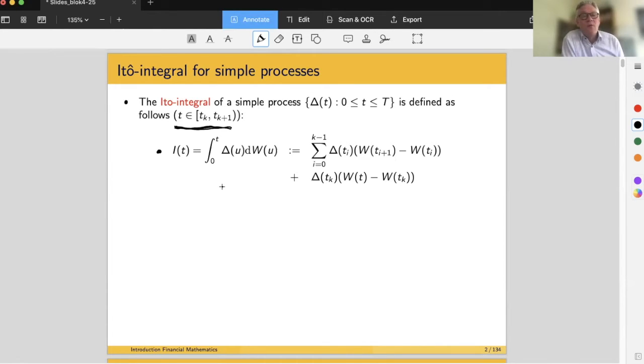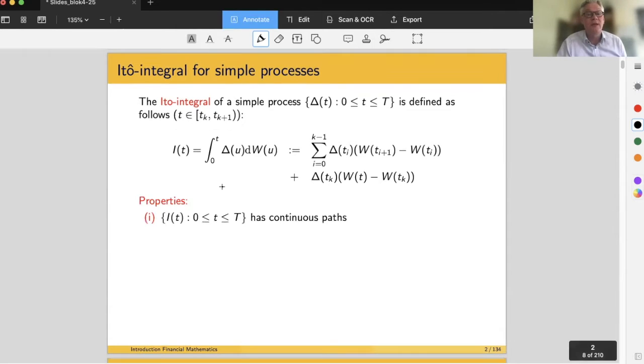Well, we have also seen, and we have proved, all the properties of such an Ito integral. And remember the properties, they are important. We will use them often, so try to remember them. First of all, I_t, t between 0 and capital T, has continuous paths.